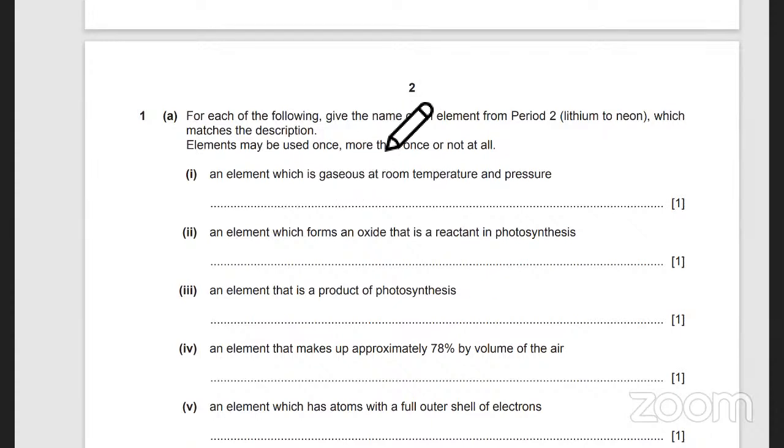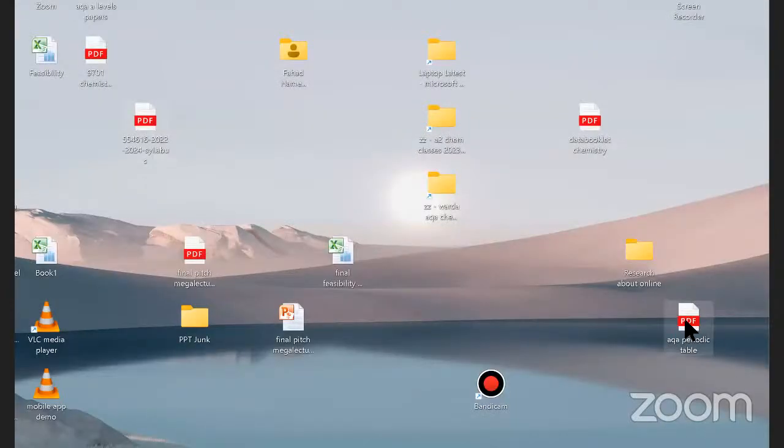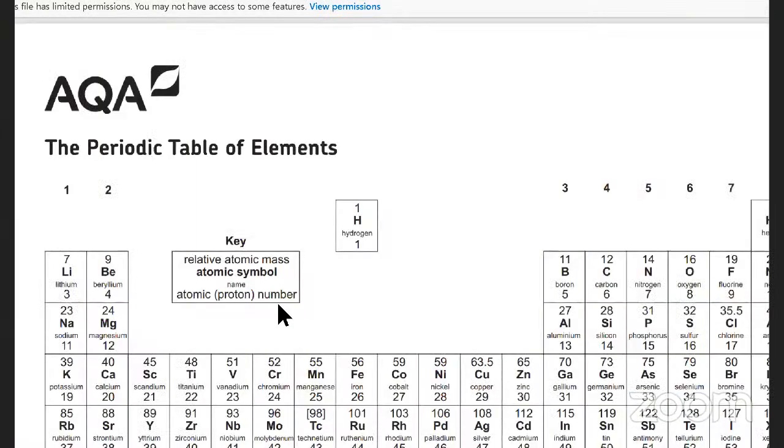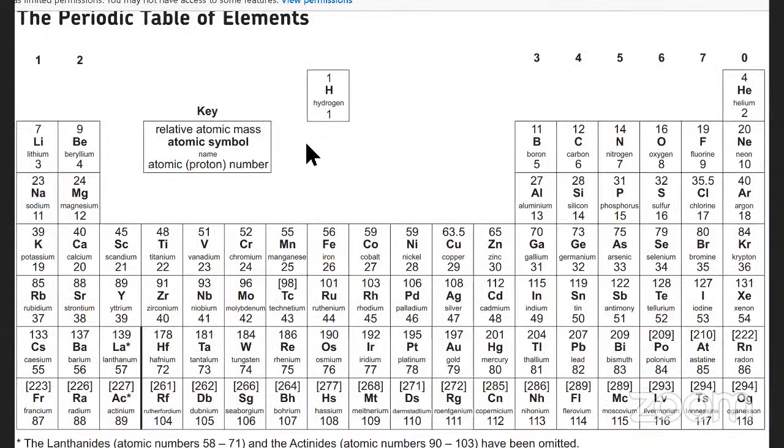For each of the following, give the name of an element from period 2, lithium to neon, which matches the description. Elements may be used once, more than once. Element which is gaseous at room temperature and pressure. ये मैं periodic table सामने open कर रहा हूँ. Which element over here in the second period? Lithium to neon. Which of these are gaseous?